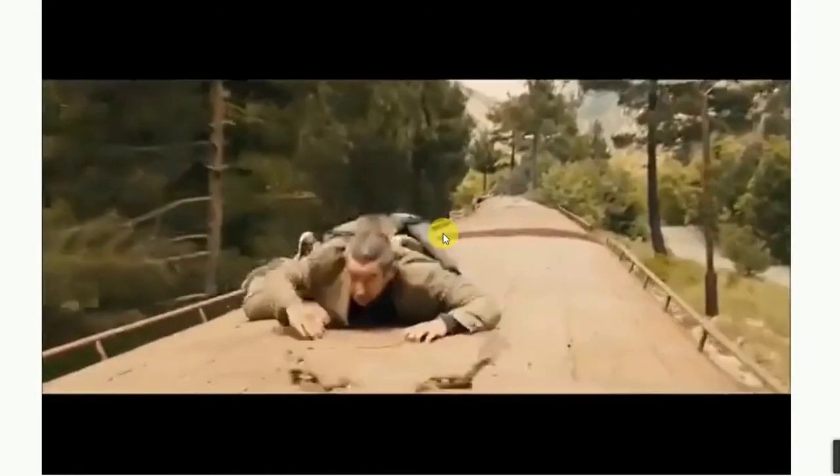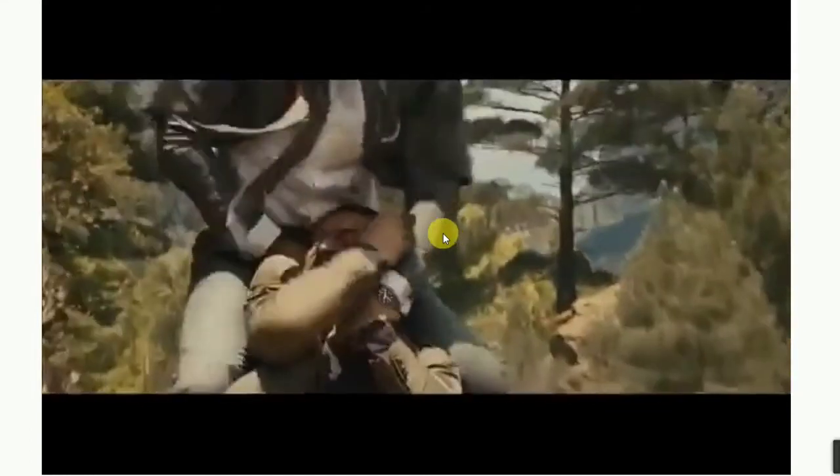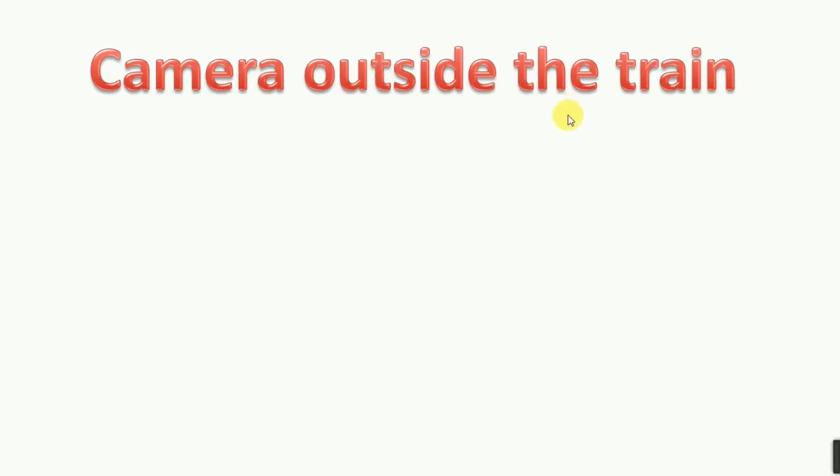So in the video you have seen lots of things moving. Now we'll see the same video. Now in this video the camera is on the train, so you can see two men fighting at rest and other things like trees and all move backward. Now in the next video, when the camera is outside, we'll see these two men moving with the train.